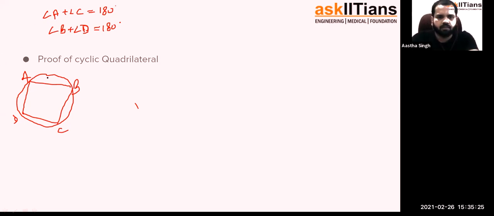For that, let us join point A to point C and point B to point D. Suppose this angle is 1, this angle is 2, this is 3, this is 4, this is 5, just name it. This is 6, this is 7, this is 8.